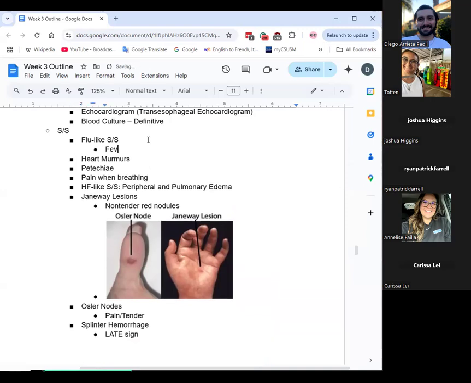So what are flu-like symptoms? Fever, chills, fatigue, shortness of breath, aching joints. But I think one of your distinguishing things with this is that you do have heart murmurs, and that's kind of an expected finding with this one.